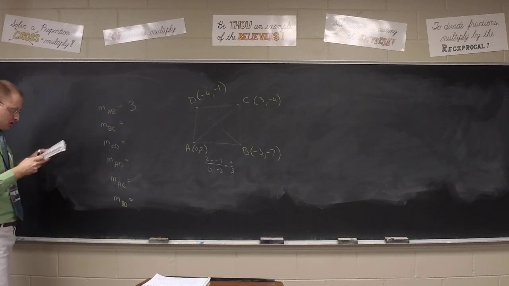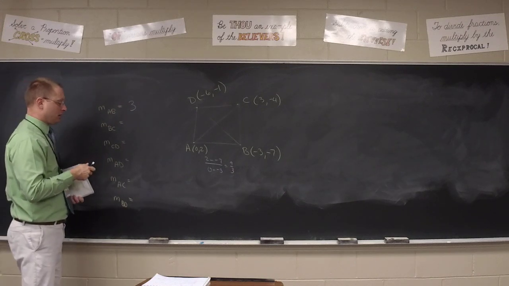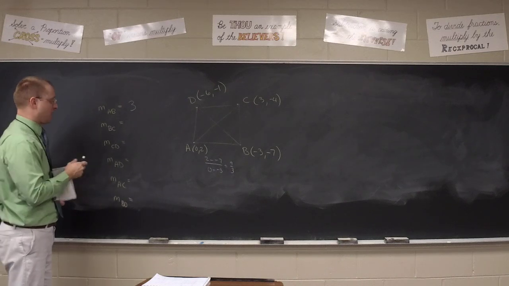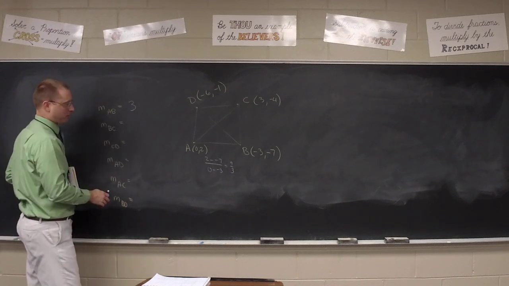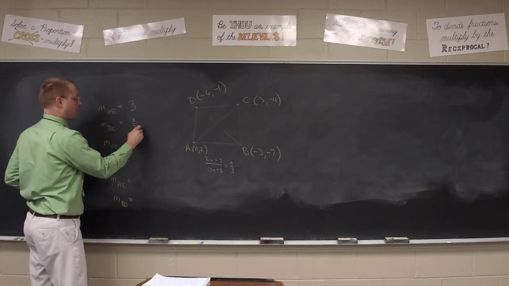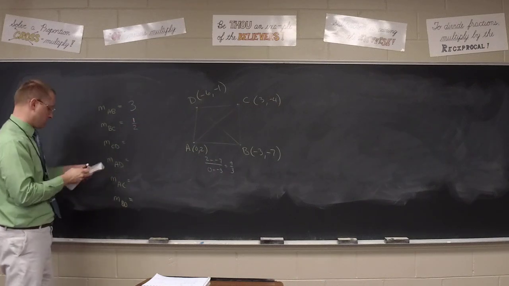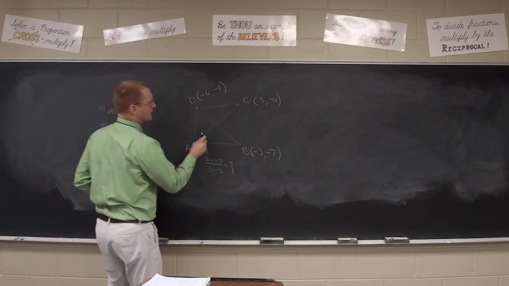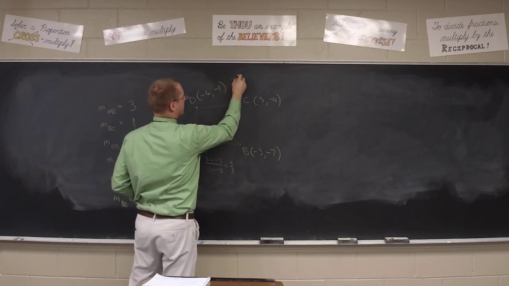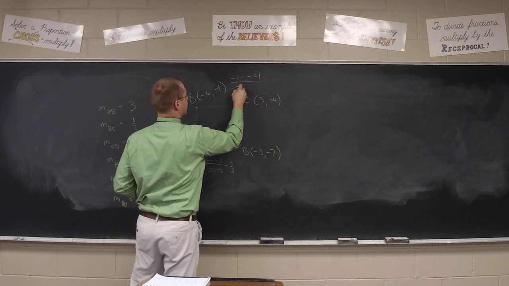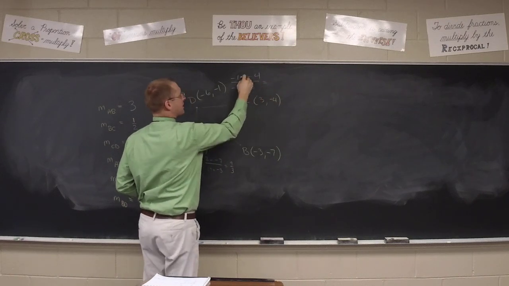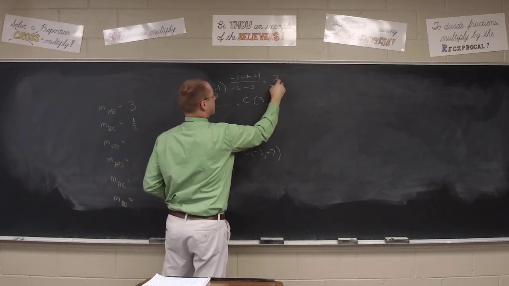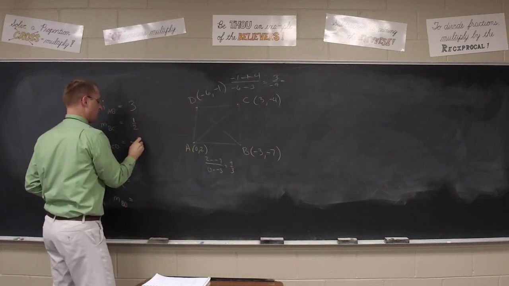What about BC's slope? -2. BC? Oh, BC, sorry, I'm going out of order here. I'm going in order with what I have. 1/2. That is correct. What about CD's, the next one I've got written down? 1. That's not what I had for CD. I've got -1 minus -4 over -6 minus 3. I've got a 3 over -9 or -1/3.